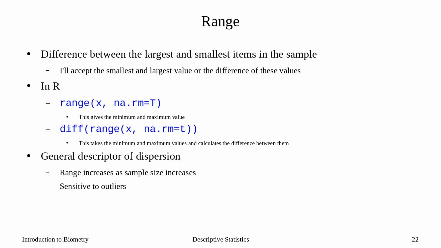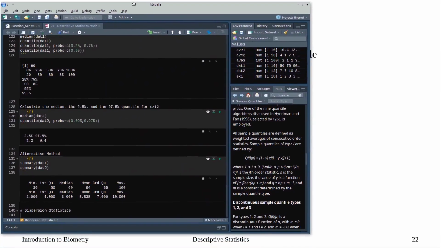If you want to know the difference between the minimum and maximum value, then what we can do is use the function diff on that range. So basically the range is calculated, it returns two values, and then diff will return the difference between the minimum and the maximum values. So for example, let's see how we can do it in R.